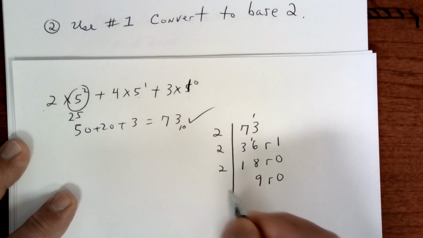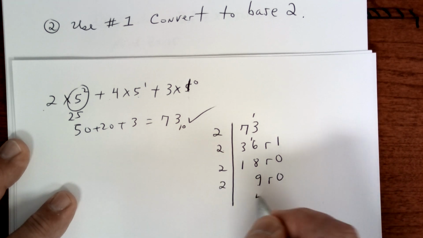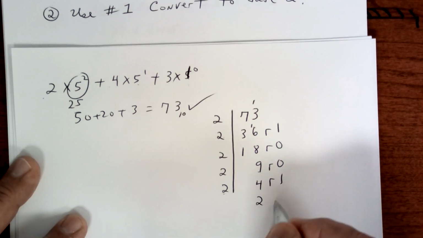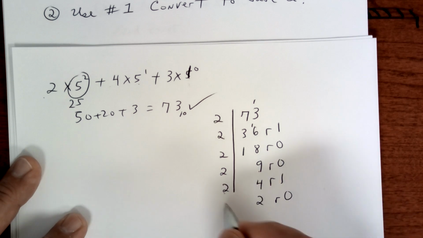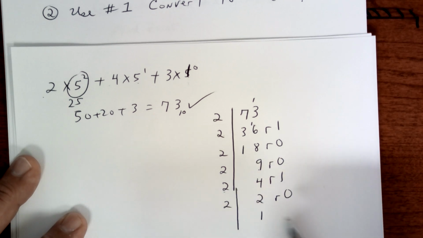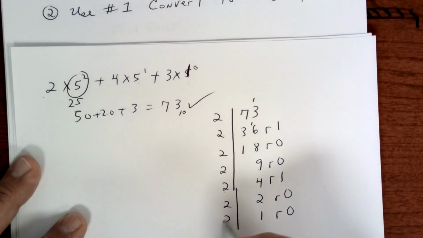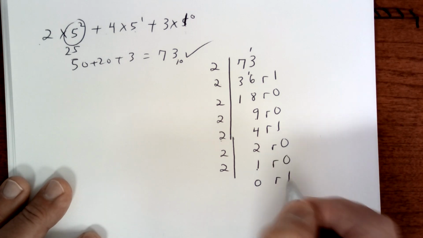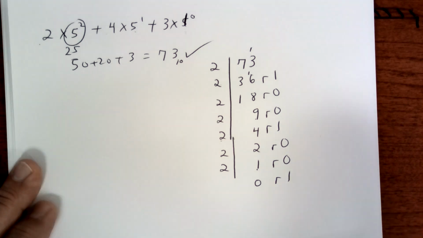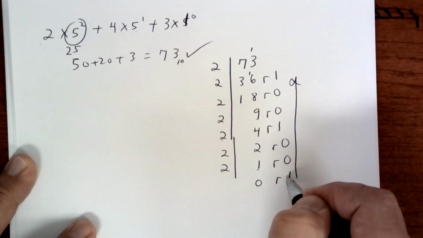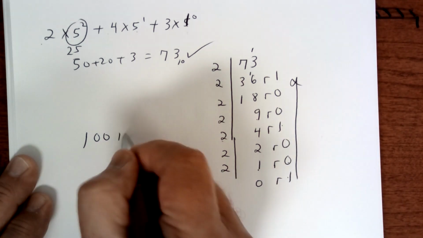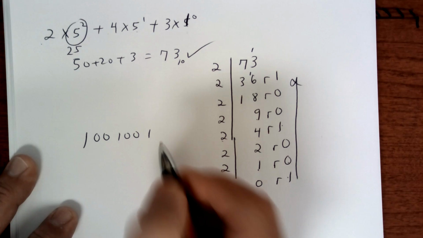And then 2 again. 2 goes into 9 4 times, that's 8 with 1 left over. 2 goes into 4 2 times with a remainder of 0. 2 goes into 2 1 time with a remainder of 0. And then 2 goes into 1 0 times with a remainder of 1. So we're finally done. And so it's going to go up this way. So it's 1 0 0, and then 1 0 0, and then a 1. And this is base 2.